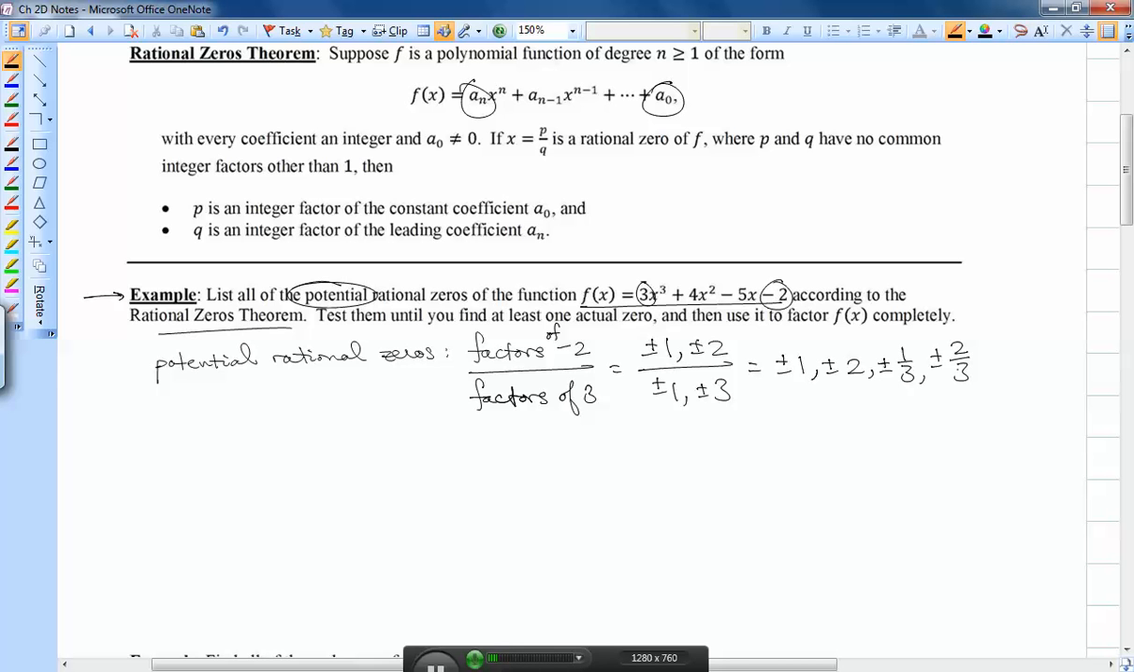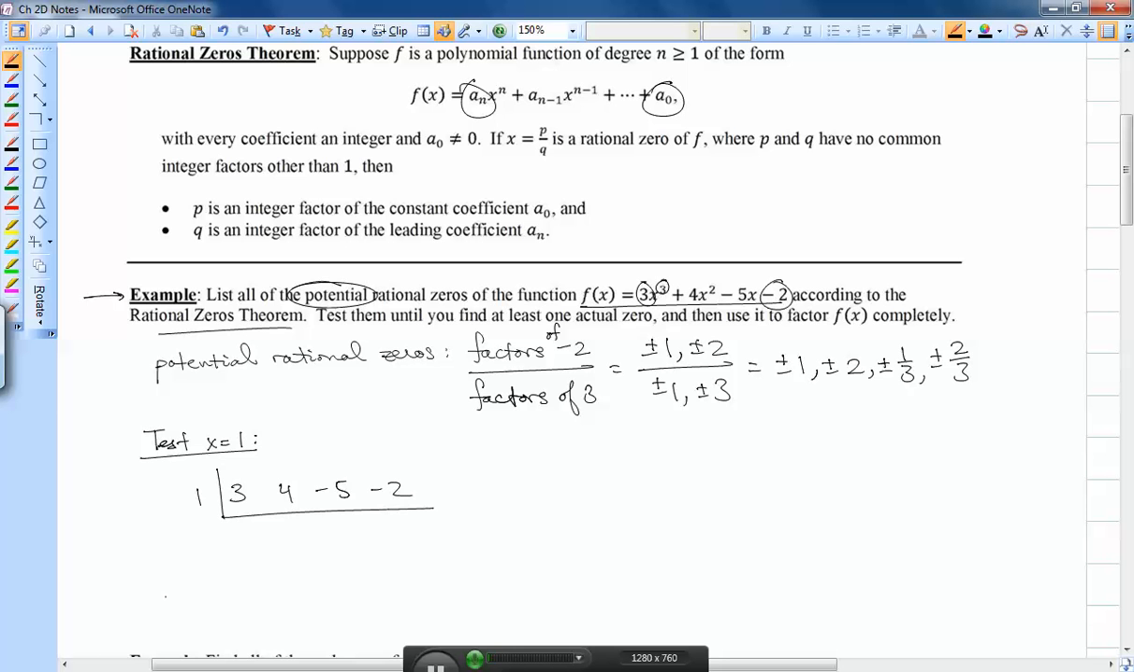Now later on we'll find out you can't have more zeros than the biggest power. So I can't have all 8. And you basically have to test them until you find out which ones work to help you factor the function. What I'm going to do is test the number x equals +1 and see if that works, which I'm rigging it because it does work. So I'm going to put 3 here, 4 here, -5, -2.